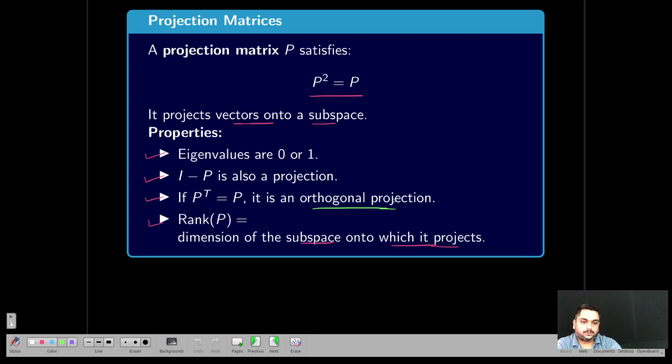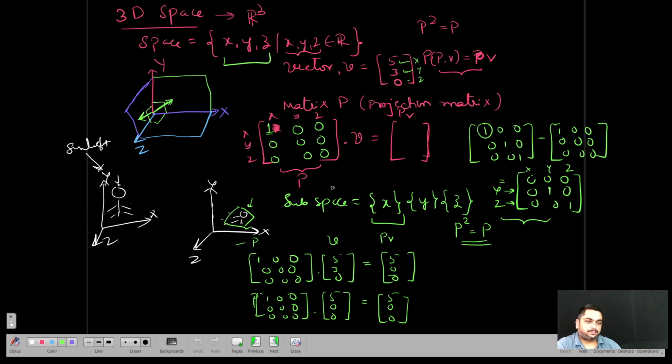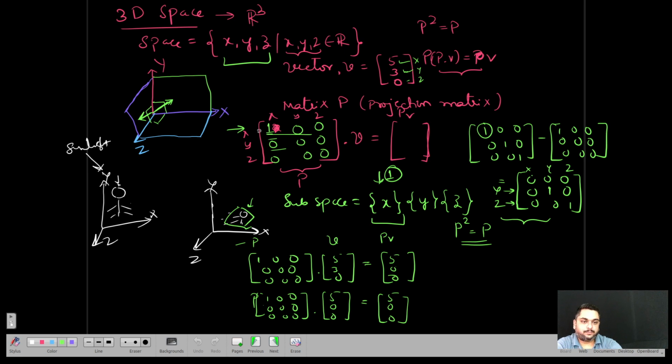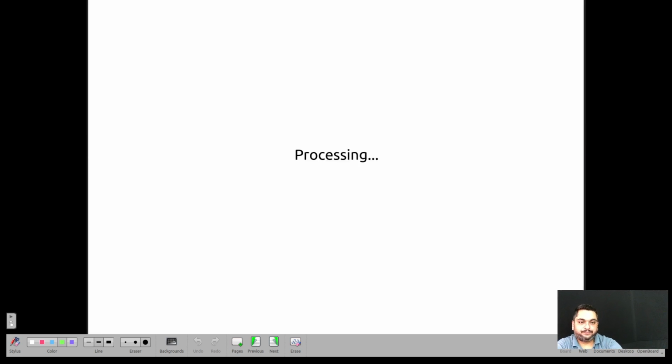Now, rank of P is equal to the dimension of the subspace onto which it projects. For example, what is the dimension of the subspace? Here I have taken the subspace to be only one axis, so the dimension is 1. The rank of this will also be 1, because there is only one linearly independent row. Okay, that is the concept of all this projection, space, subspace.